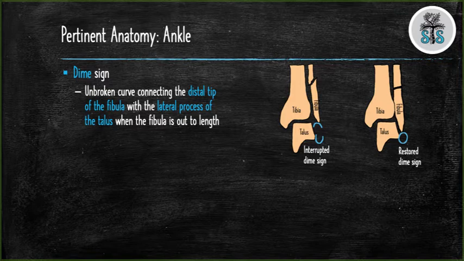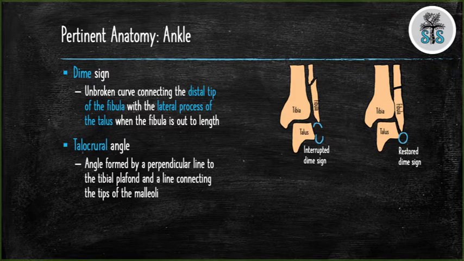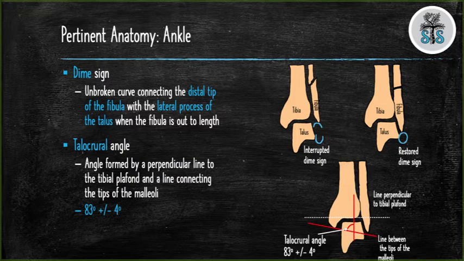If you're unable to draw an unbroken circle, then your fibula is not out to length. The next measurement you should be familiar with is known as the talocrural angle, which is defined as an angle formed by a perpendicular line to the tibial plafond and a line connecting the tips of the malleoli. The normal angle is 83 degrees plus or minus 4 degrees. This angle should be within 2 to 5 degrees of the opposite leg.